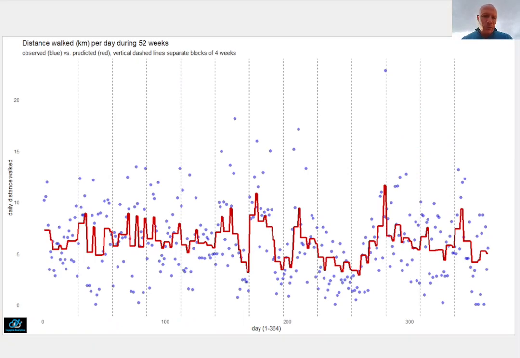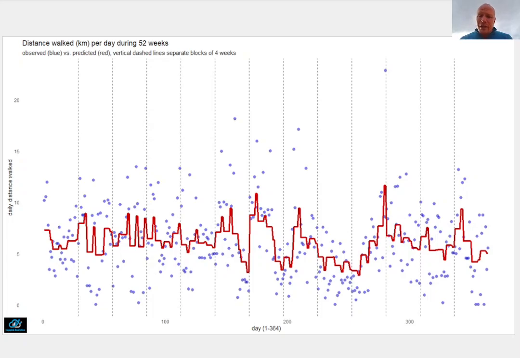And this is what the model looks like visually when we plot the observed data here in blue against the model in red over the 52-week time period. We see that there are weeks during which the daily walking distance is around 5 kilometers or less, but there are also weeks of on average 7 kilometers daily walking or more.